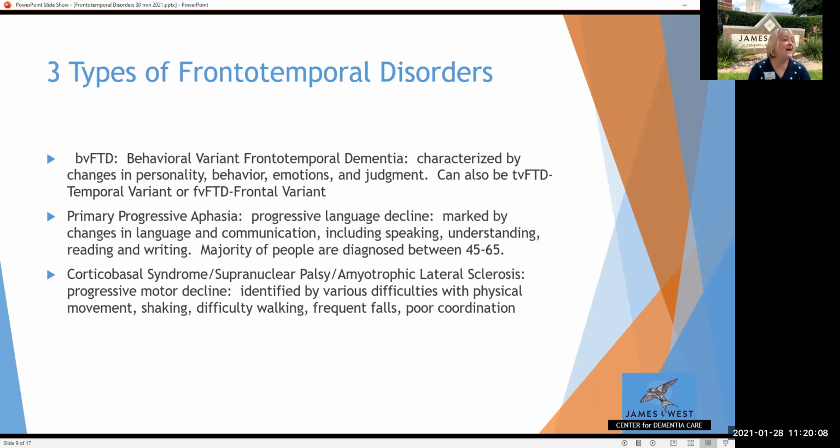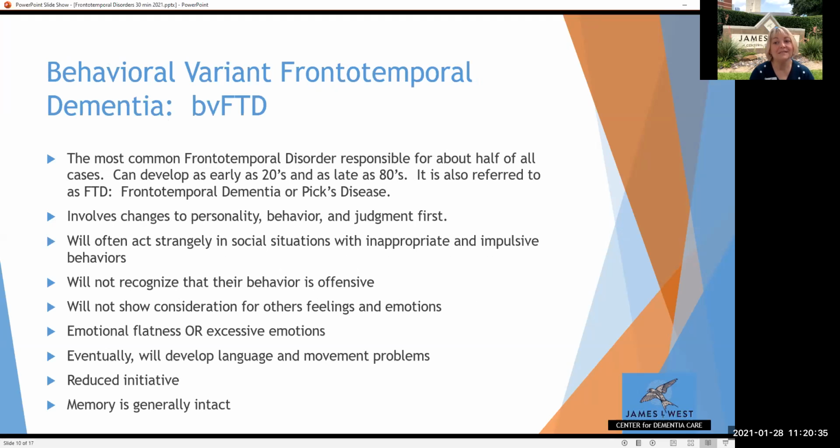Then we have corticobasal syndrome, supranuclear palsy, and I've got to make sure I'm saying these right, amyotrophic lateral sclerosis. I think that's right. These are the ones that present as a progressive motor decline, where they will present with physical movement issues. So again, those many times will get misdiagnosed, or people will first start thinking that it's Parkinson's.